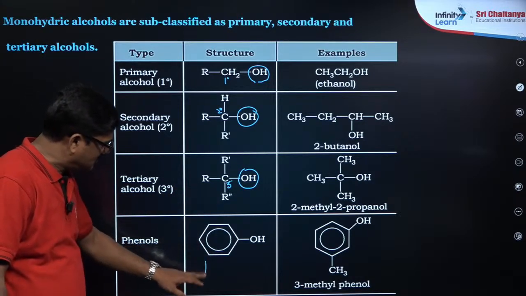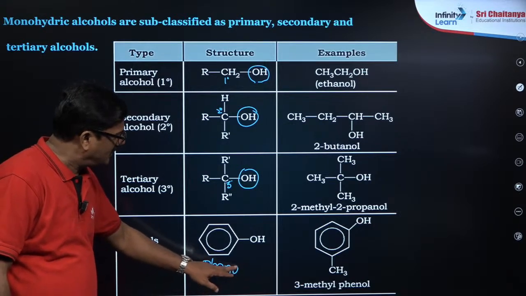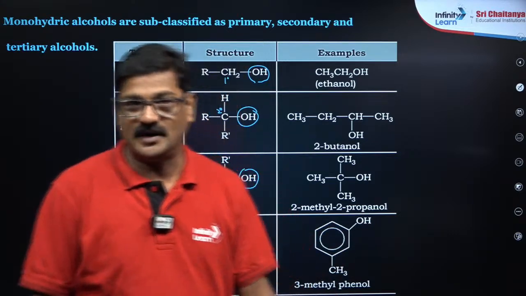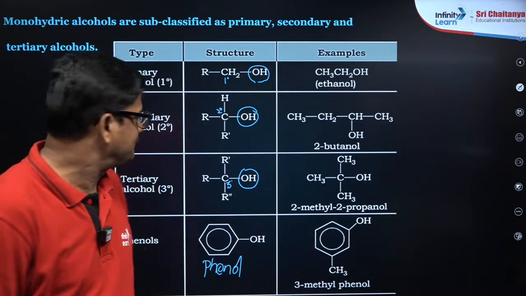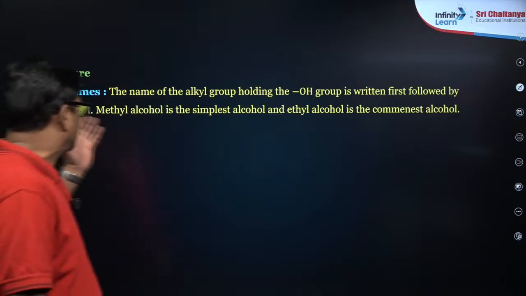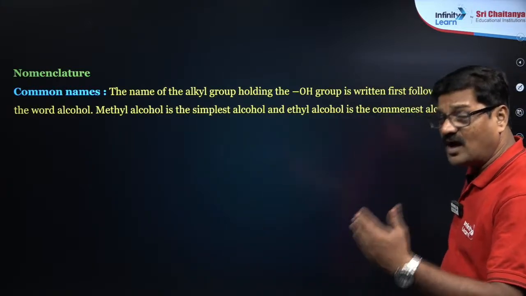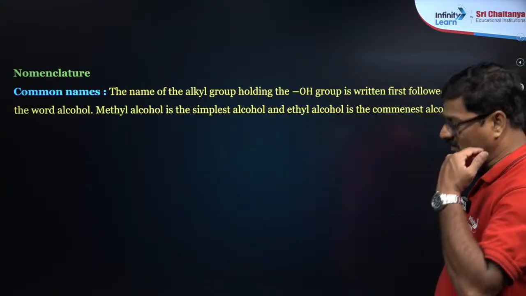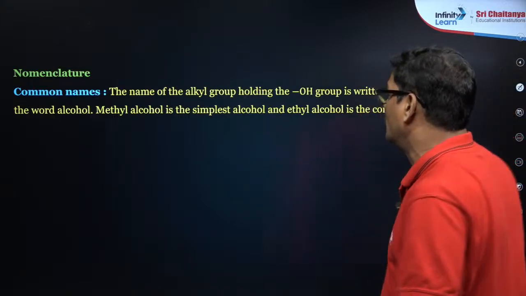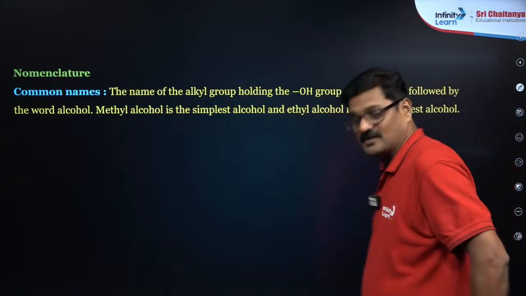So this is said to be phenol, and derivatives of phenols are also called phenols, right? It's very important. Now let's talk about the nomenclature. In common names, the name of the alkyl group holding the OH group is written first, then alcohol, so alkanol. It is named as an alkane and the suffix ol is given. So methyl alcohol is the simplest alcohol, ethyl alcohol is the commonest alcohol, right?